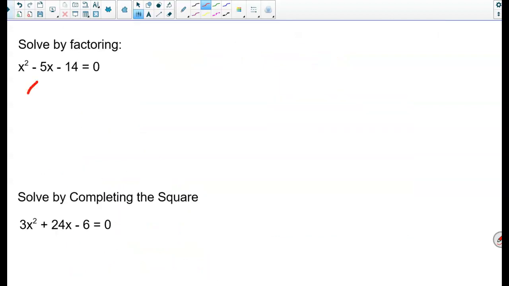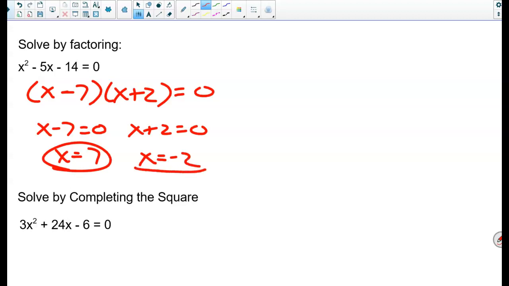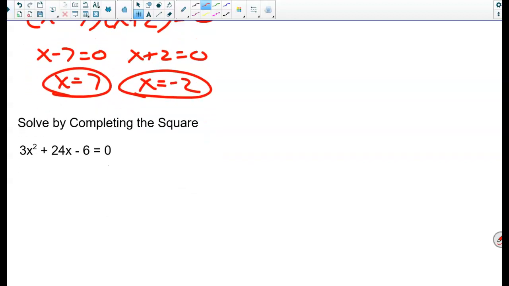When we factor, x minus 7, x plus 2. There's no GCF, so I can go right to the parentheses. Once I'm done, I do need to finish the problem by setting each parenthesis equal to 0. So x equals 7, and x equals negative 2.